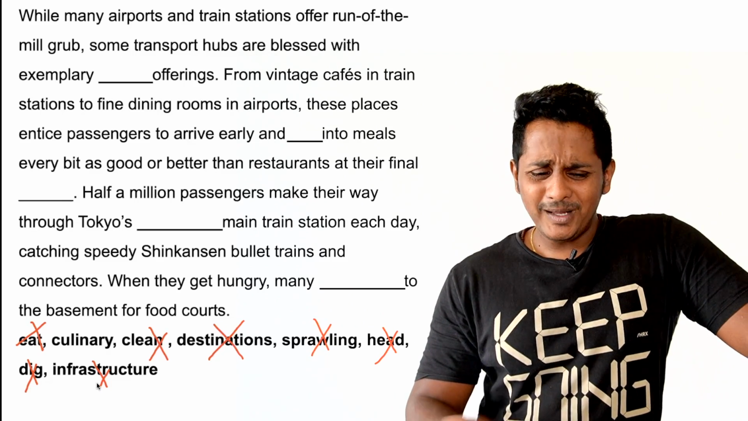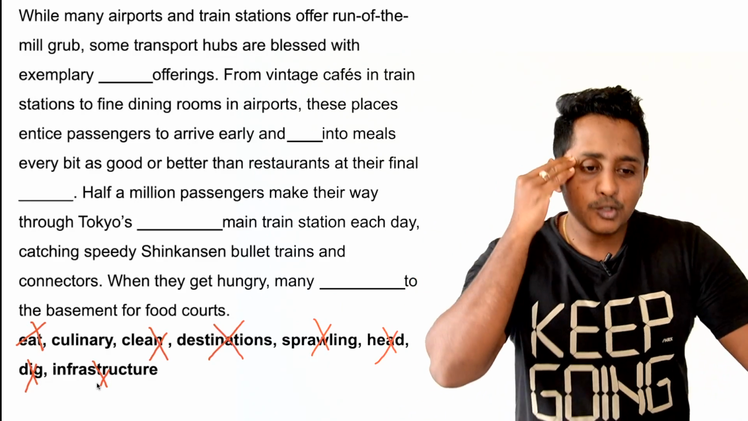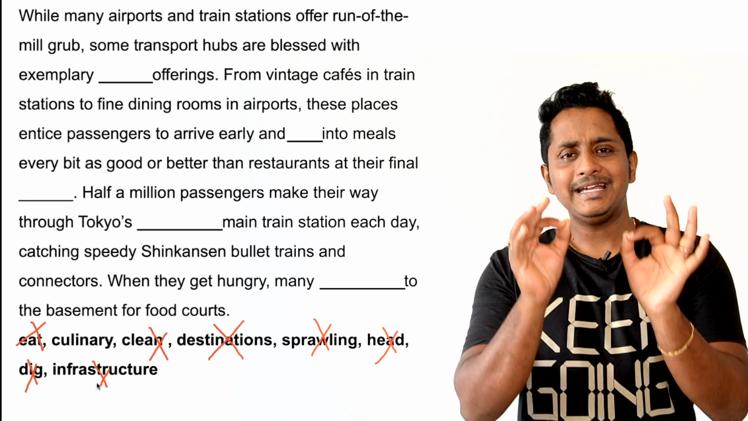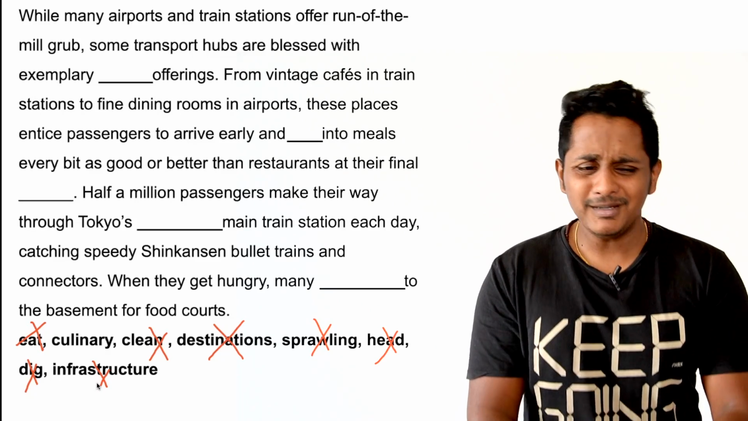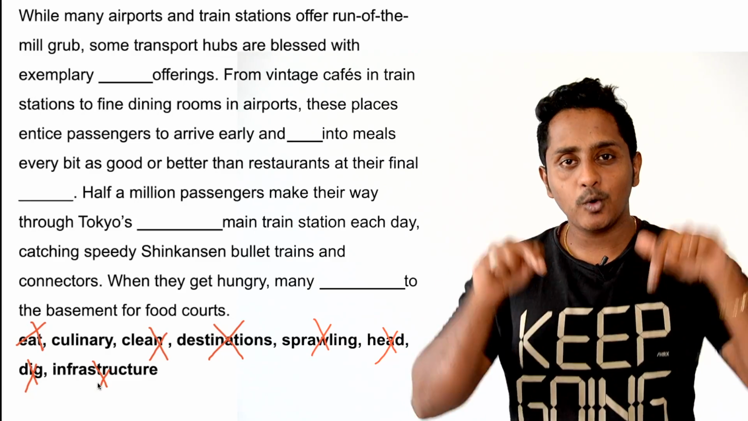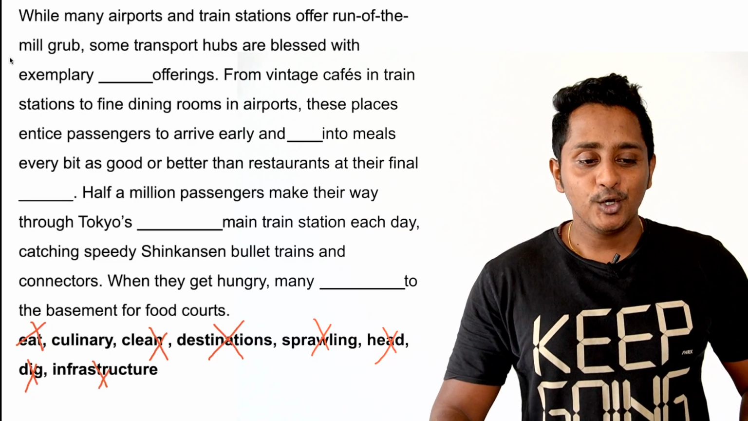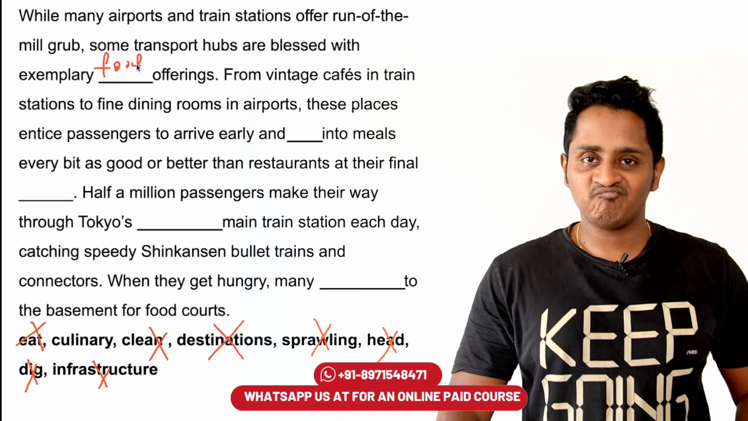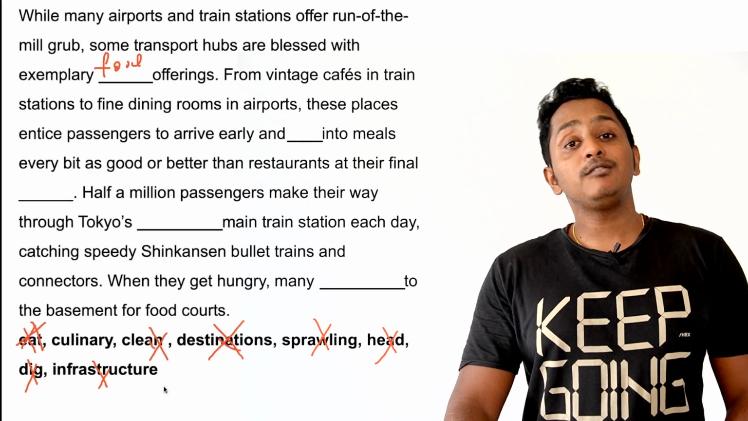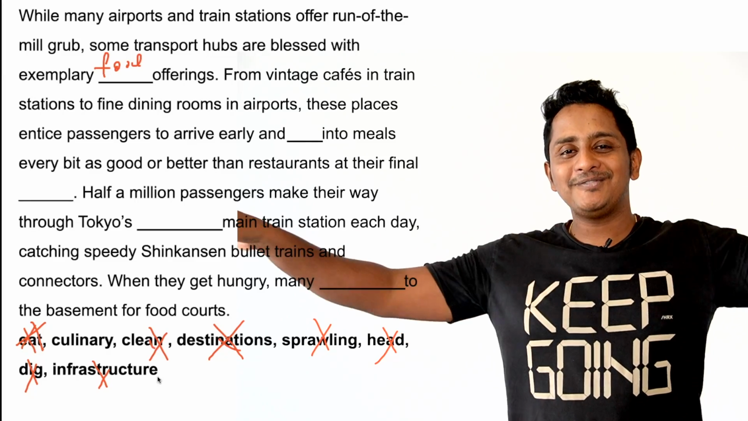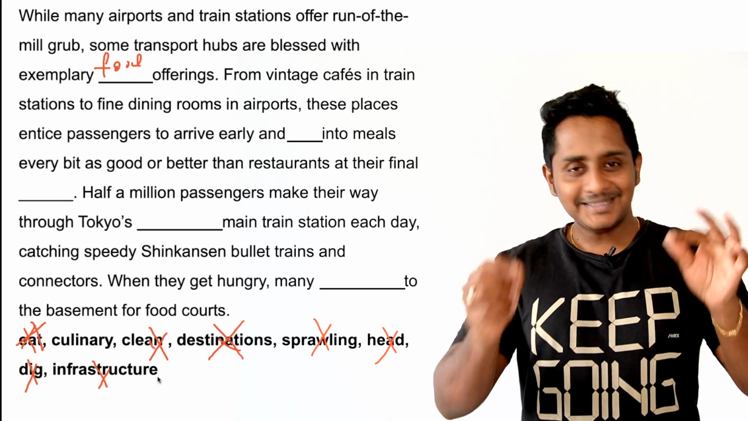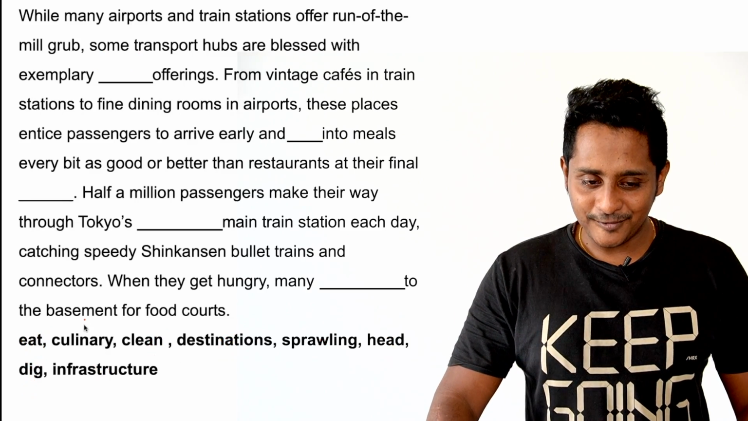This is the elimination method, where you eliminated everything based on your knowledge of what has to come. That is the first thing I told you: apply it diligently, religiously, meticulously, means in a very fine way. You have to first fill the blank on your own, otherwise the elimination method will not work. You need to know it's something related to food. And grammar-wise, eat offerings is not fitting in. Clean, destination, sprawling, head, dig, infrastructure, all of them are not fitting in. So I eliminated all of them. What is left? Culinary. I don't know the meaning, but culinary should be the answer. This is the elimination method. Hope you are getting it. So it's a culinary offering.